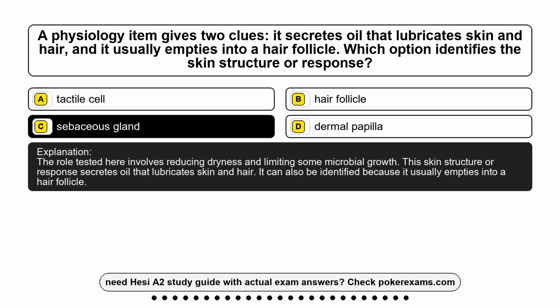The role tested here involves reducing dryness and limiting some microbial growth. This skin structure or response secretes oil that lubricates skin and hair. It can also be identified because it usually empties into a hair follicle.